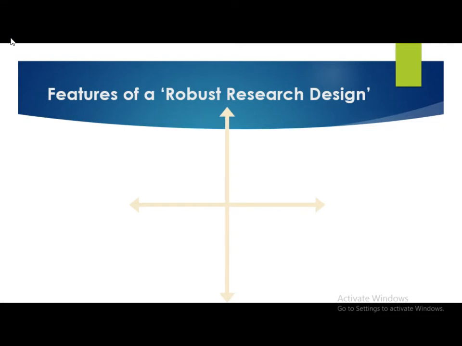There are four features: objectivity, reliability, validity, and generalization. We will understand each and every feature in detail. So first feature is objectivity. The findings obtained by a researcher should be objective. It is possible by allowing more than one person to agree on the final scores or conclusions of the research.